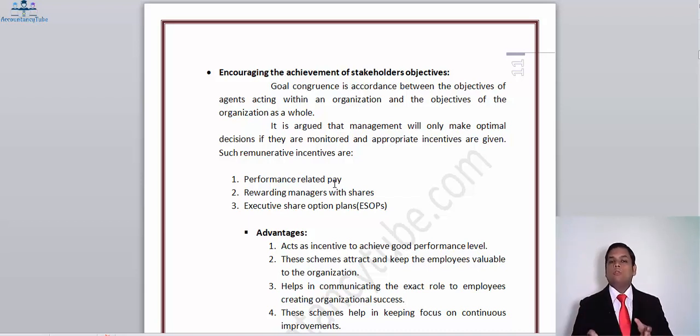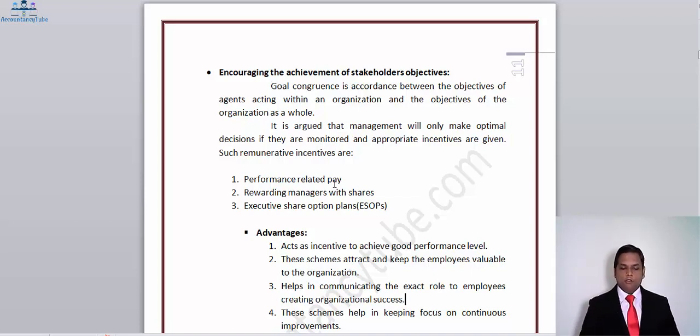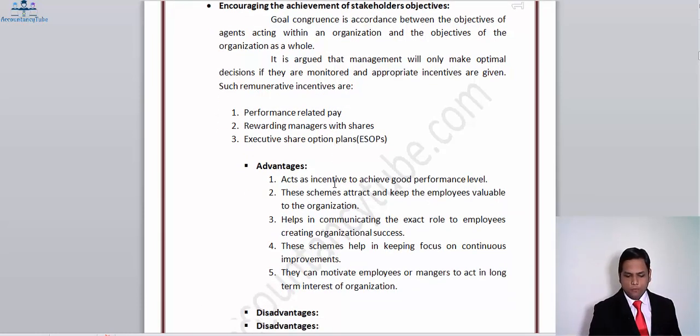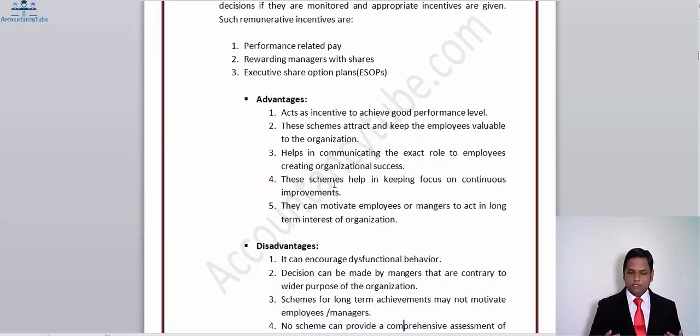If they perform well, not only will they be appreciated, but the shares which they are being offered or given will also increase in value, and as a result their wealth will be increased. After that, we have got executive share option plans, which mean if they want, they can buy the shares in the company at a reduced rate or as an incentive to the senior management. Now, these sort of pay related and share option plans have advantages as well as disadvantages.